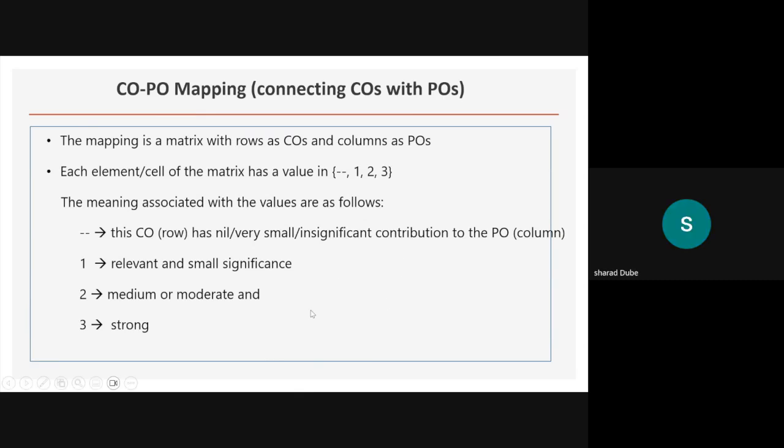Yes. So here now this 1, 2, 3 is showing the association of strength of mapping, right? So earlier 1, 2, 3 we used as the attainment level. So now we will be using two types of 1, 2, 3. In COPO mapping, that 1, 2, 3 signifies the strength of association or strength of the mapping. In attainment calculation, we are having those 1, 2, 3 values as level 1, level 2, level 3, right?